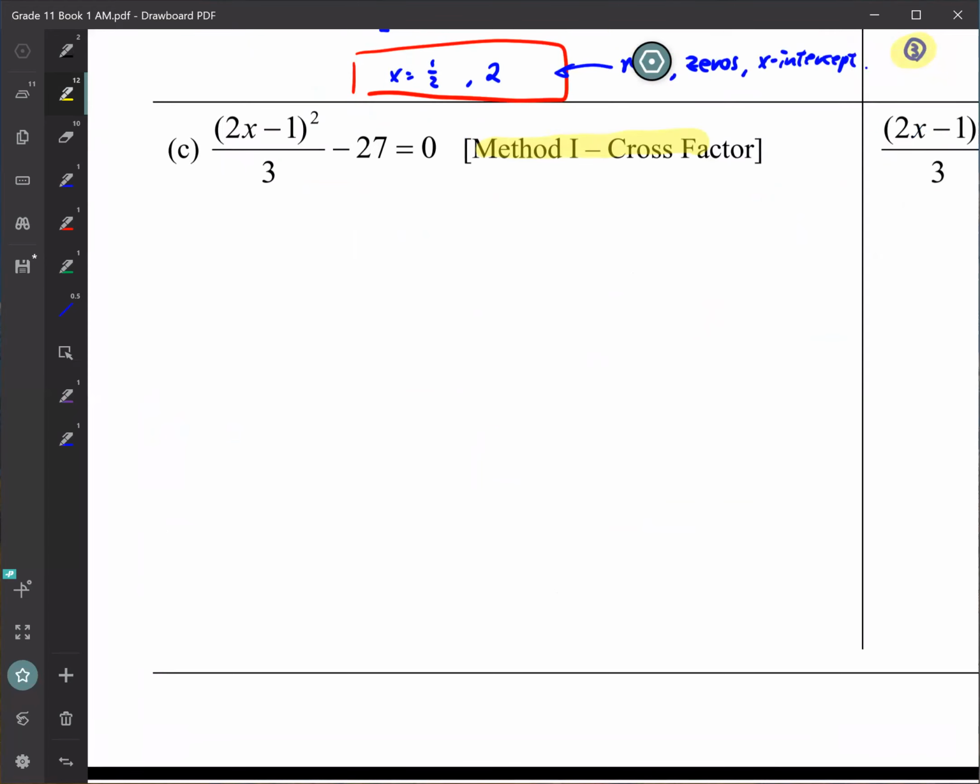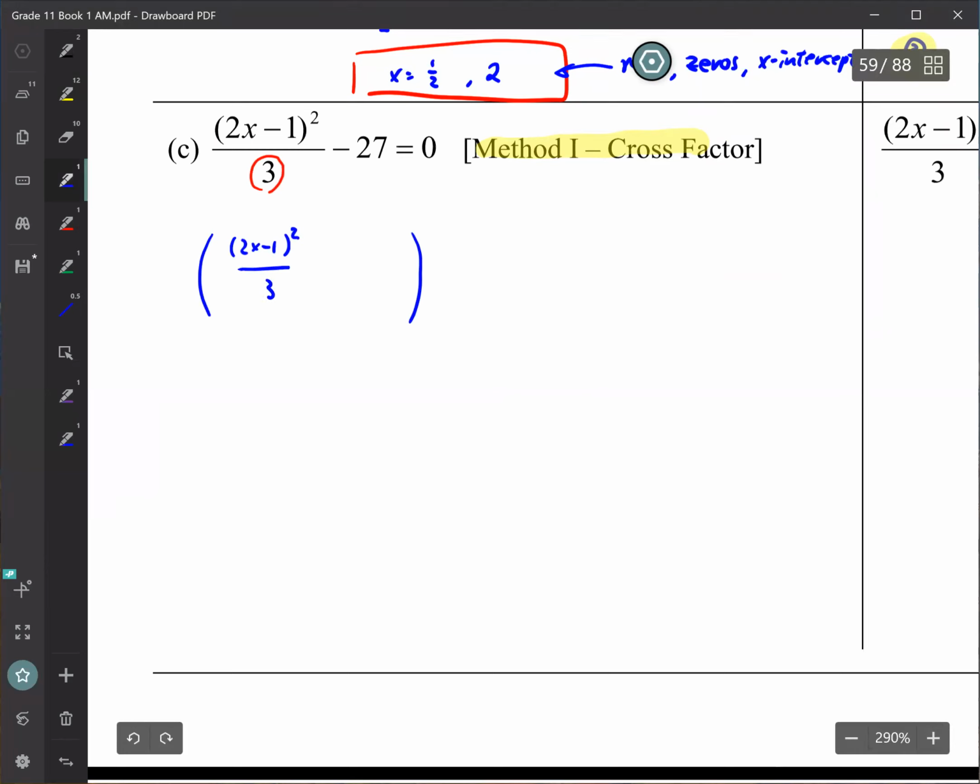So what should we multiply with? Brennan, what do we need to multiply to get rid of the denominator? 3. Yep, very good. Our common denominator, which is the only one, is 3. So everything times by 3. Okay, so the left side, you have (2x minus 1) squared over 3 minus 27. That's the left side. Right side is 0. Both sides multiplied by 3.